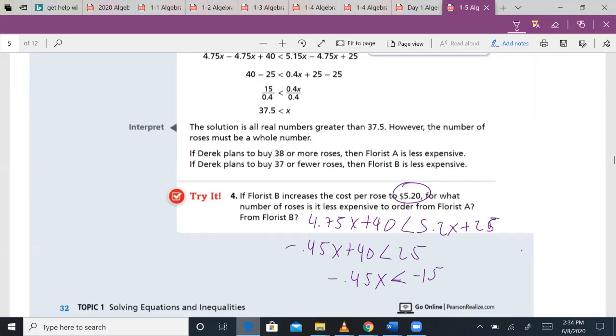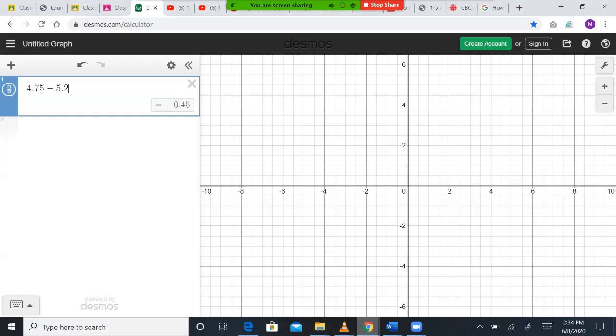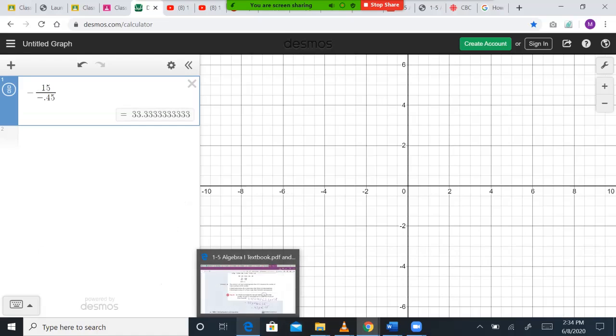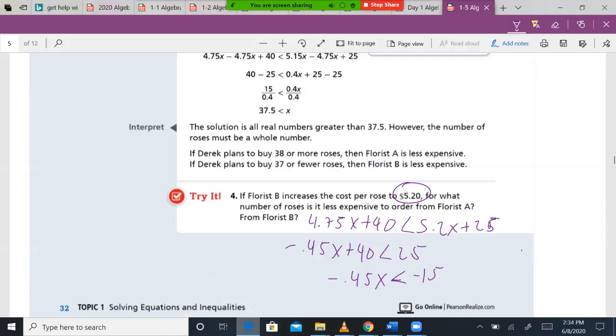Negative 0.45x is less than negative 15. I'm going to divide both sides by negative 0.45. And if you don't know that, we can use Desmos again. So negative 15 divided by negative 0.45. There you go. It's 33.3 roses. So it's about 33, and we flip it, 33.3 roses when we round it up.